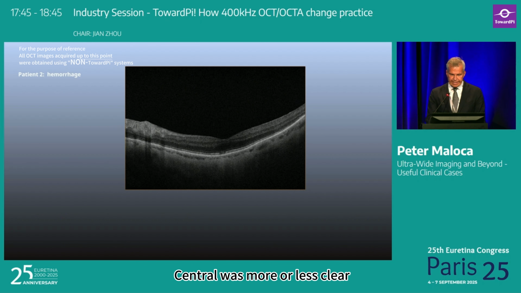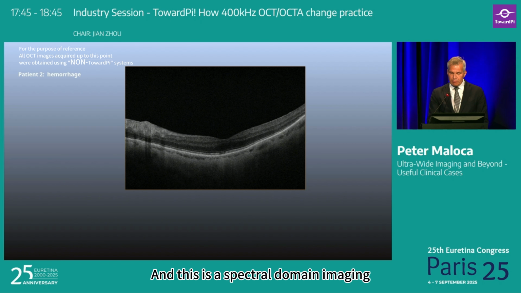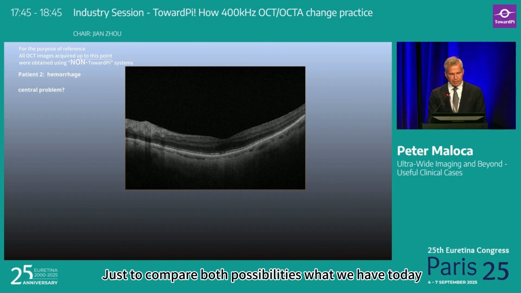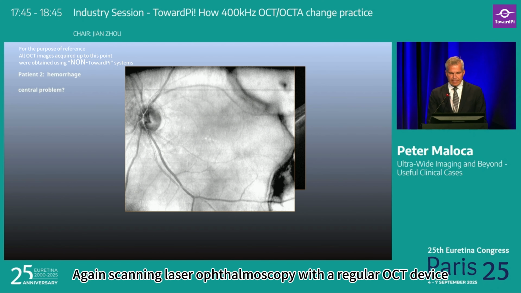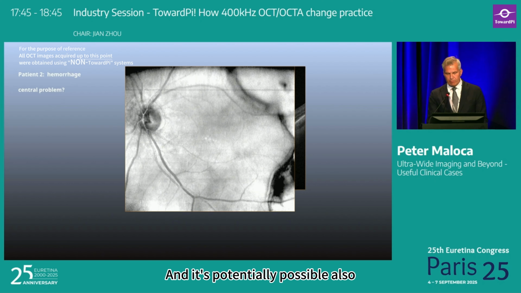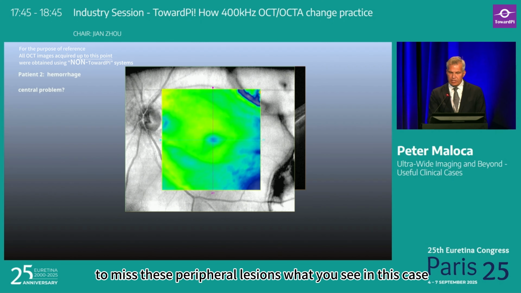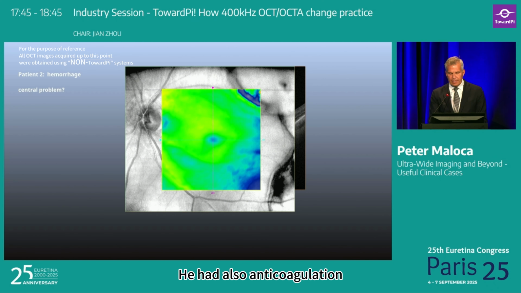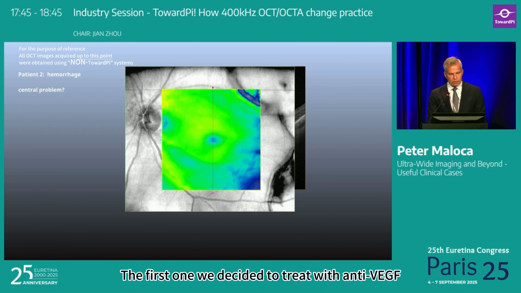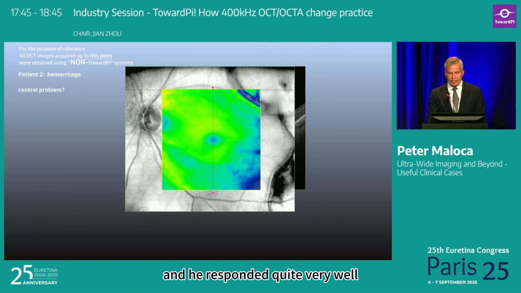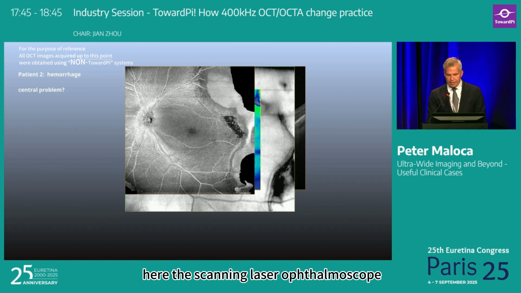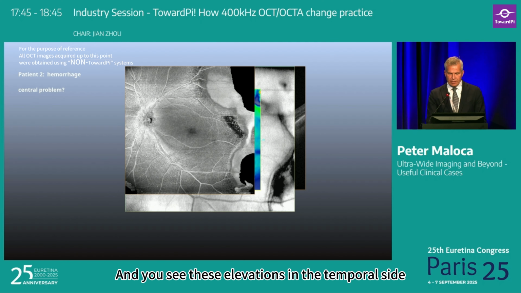Central was more or less clear, and this is a spectral domain imaging just to compare both possibilities we have today. Again, scanning laser ophthalmoscopy with a regular OCTA device, and it's potentially possible also to miss these peripheral lesions, what you see in this case. He had also anticoagulation. The first one we decided to treat with anti-VEGF, and he responded very well. In this case, we just did a careful watching with OCT, but also here the scanning laser ophthalmoscope with a normal OCT device, and you see these elevations in the temporal side.